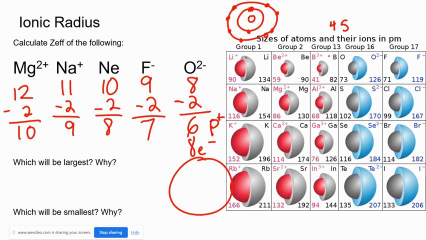Fluorine is going to look like this. How many electrons is it pulling on? 8. So it's going to be bigger than what a normal fluorine would look like, but a little smaller than oxygen minus 2. So if that's my circle, now my circles become like that for the fluorine.